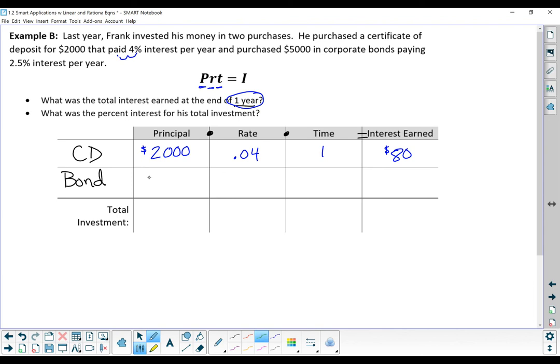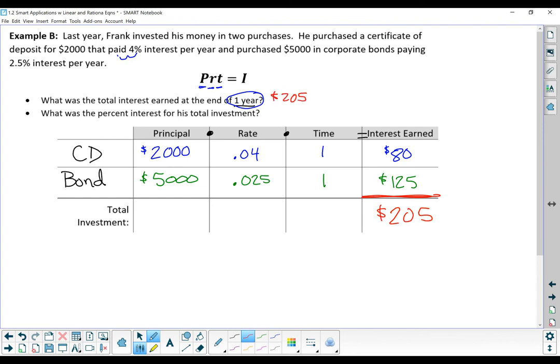For his bond, he invested $5,000. The interest rate is 0.025. And again, we're having a time frame of 1 year here. So if we multiply that principal, rate, and time together, we get that he earned $125 on that bond for that first year. All right, so we need to answer 2 questions. Total interest earned. Well, you can see the interest amounts earned by both of those separate accounts, so we just need to add those up to get the total interest earned, so that was $205.